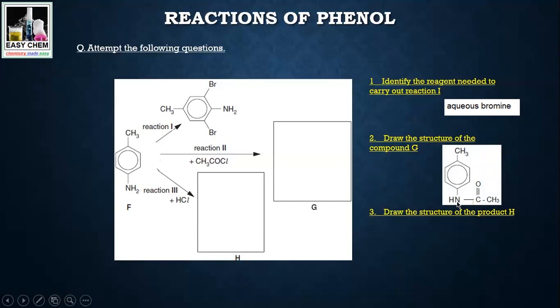This is a compound which is going to react. Draw the structure of the compound G. Okay, the product has to be shown. See whether you understand this. CH3 benzene ring NH2 is not there now. NH is there because I told one hydrogen will go with this chlorine. And then we have C double bond O CH3. This is an amide molecule.